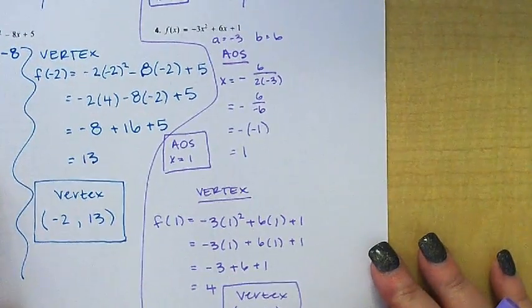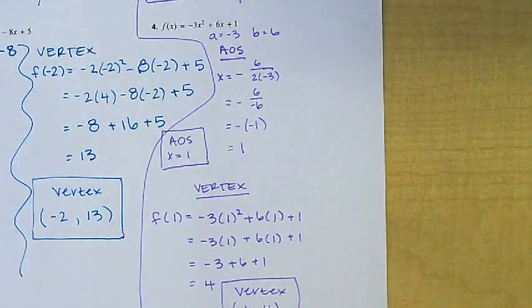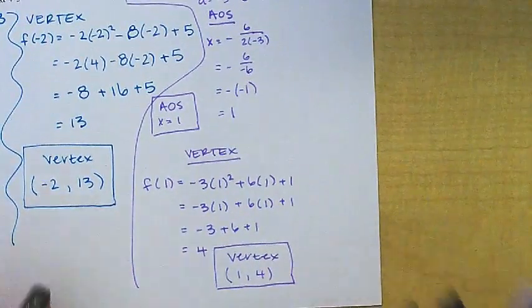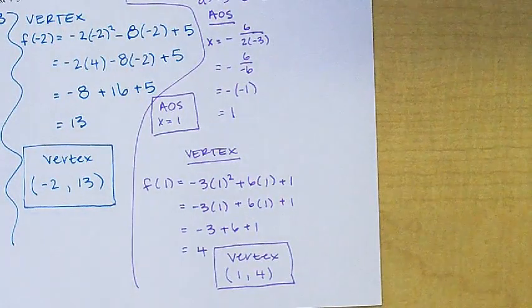For number 4, our A value is a negative 3, our B value is a 6. Plug all of those into our x equals negative b over 2a. That gives us an axis of symmetry of 1. Plug that 1 back in, and that gives us a vertex of 1, 4.